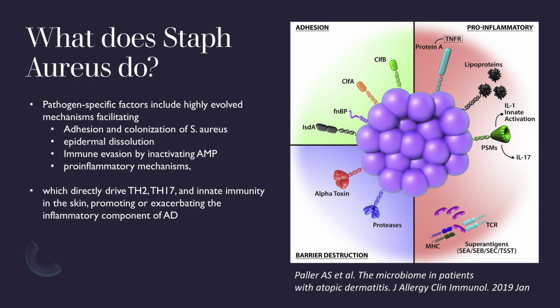So what does Staph aureus do? This is a Staph aureus right there for you with all its surface proteins. It has a lot of these surface proteins that can adhere and colonize the stratum corneum. Okay, that's the key feature of Staph aureus. And that causes epidermal dissolution, so there's epidermal skin barrier dysfunction because of the staph as well. And that leads to immune evasion by inactivating AMPs, and that causes a pro-inflammatory mechanism which directly drives your Th2, Th17 innate immunity in the skin, promoting or exacerbating the inflammatory component of AD.